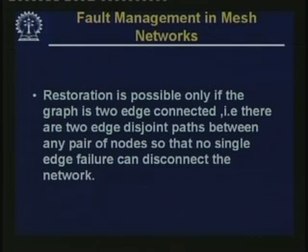In mesh networks, of course, restoration is possible only if the graph is 2 edge connected, that is bi-connected, which means that there are 2 edge disjoint paths between any pair of nodes, so that no single edge failure can disconnect the network. So, this is a necessity, and we usually try to keep it that way unless it is very difficult or not cost effective, etc.